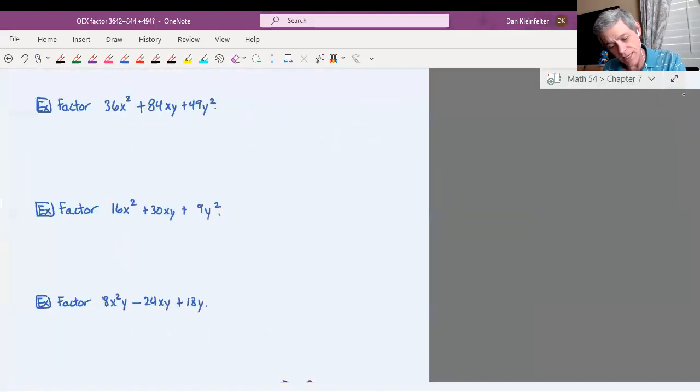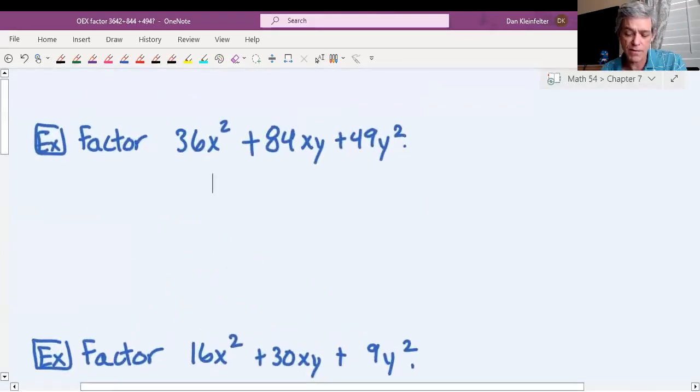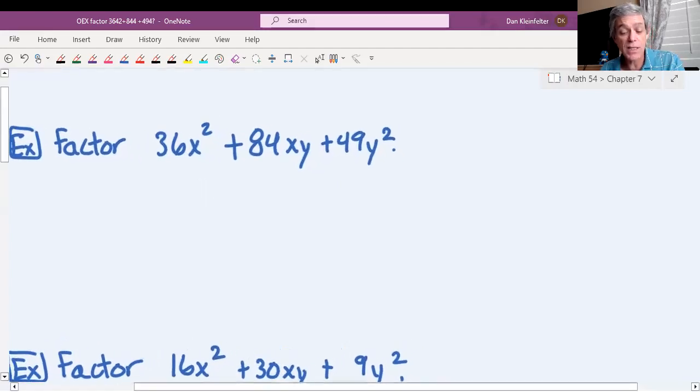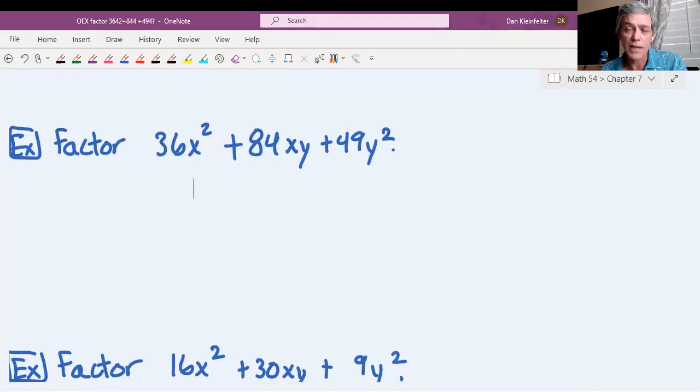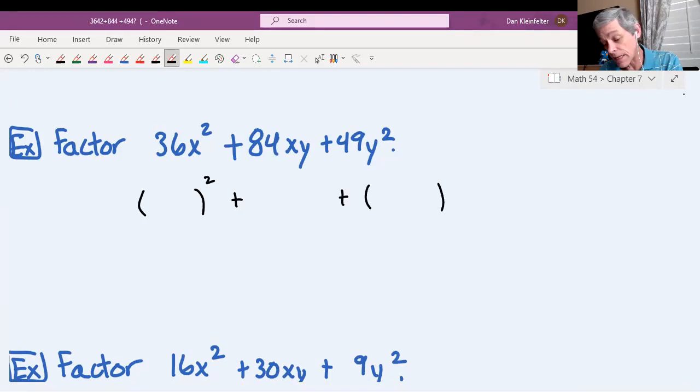Okay, so we have some more examples. Let's try this one. What's new about this one is we have two variables in there, x's and y's. Also, once again, the numbers are really large. We have 36 and 49. And if you find yourself saying, okay, 36 times 49 is what, then you're already working too hard. Okay, 36 and 49 are perfect squares. So that suggests to me that I need to think of this thing as a perfect square. And it may not be, but that should be my first idea.